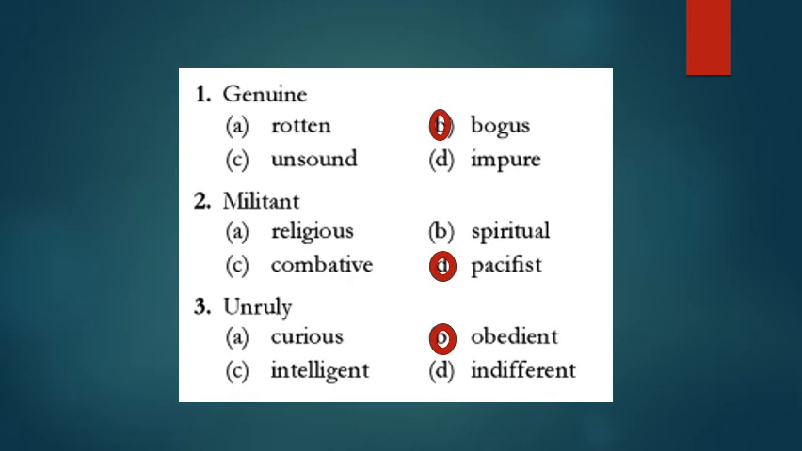Militant. The answer is pacifist, because pacifist is a peace lover, the one who advocates peace. Unruly, uncontrolled, unruly student. Now obedient, who is ready to obey. So obedient will be the right answer. So first one, bogus. Second one, the pacifist, unruly, obedient.